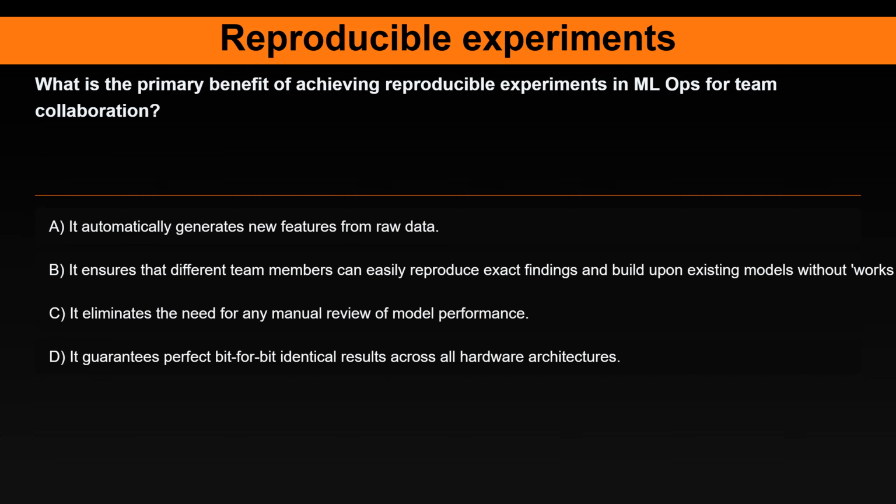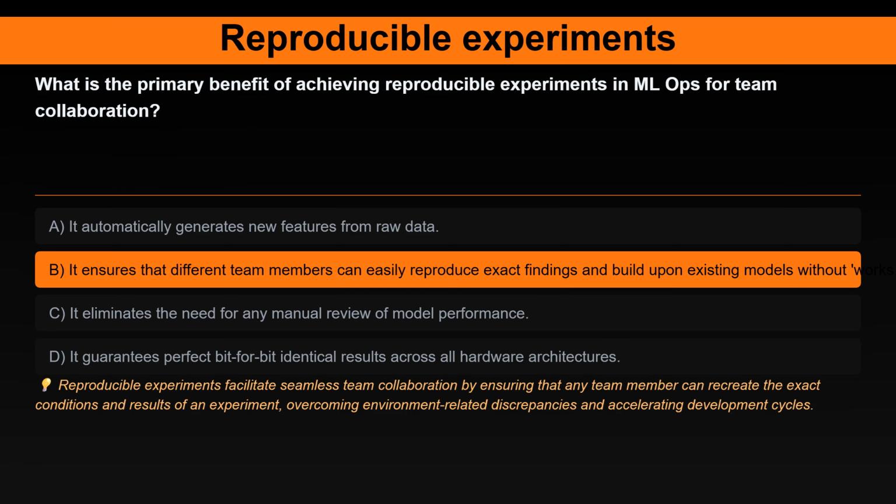Question 4. What is the primary benefit of achieving reproducible experiments in MLOps for team collaboration? Option A. It automatically generates new features from raw data. Option B. It ensures that different team members can easily reproduce exact findings and build upon existing models without "works on my machine" issues. Option C. It eliminates the need for any manual review of model performance. Option D. It guarantees perfect bit-for-bit identical results across all hardware architectures.